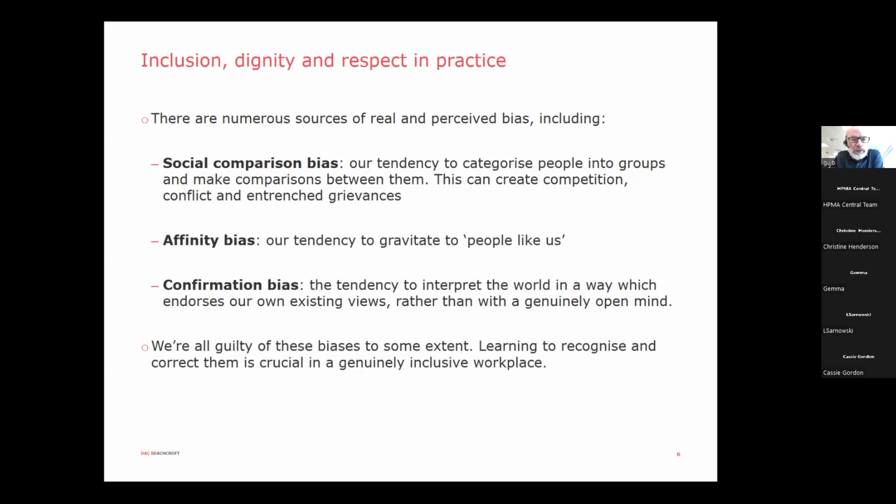The last of these is probably less important in a discrimination sense, but it's still relevant in the sense that it's one of those ways in which we think that can be less than constructive when you're trying to view the world objectively and sensibly. So confirmation bias is the tendency to interpret the world in a way which endorses our own existing views. And very often this debate about confirmation bias comes up in the context of how we consume news these days, for example.